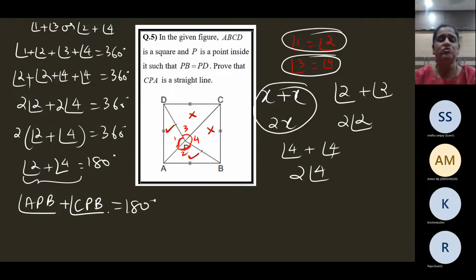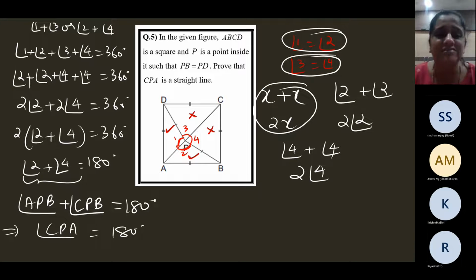Now you know that the sum of these two angles together is angle CPA. This implies angle CPA is equal to 180 degrees. If angle CPA is equal to 180 degrees, this proves that CPA is a straight line. Isn't the proof, children, very simple? Yes, ma'am. Yeah, it's very easy proof.